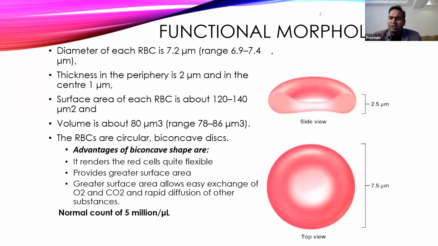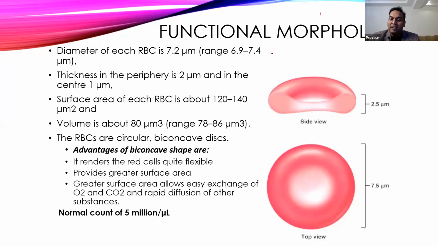Many times we think that it's because more surface area gives better gaseous diffusion, and that's true for gaseous diffusion or any diffusion. Surface area is one of the positive factors: the more the surface area, the better the diffusion. But in the RBC, a more important function of this high surface area is that the RBC has to move through capillaries which have a smaller diameter than the RBC. When moving through those smaller capillaries, the RBCs squeeze and change their shape. And because of the squeezing, they move out.